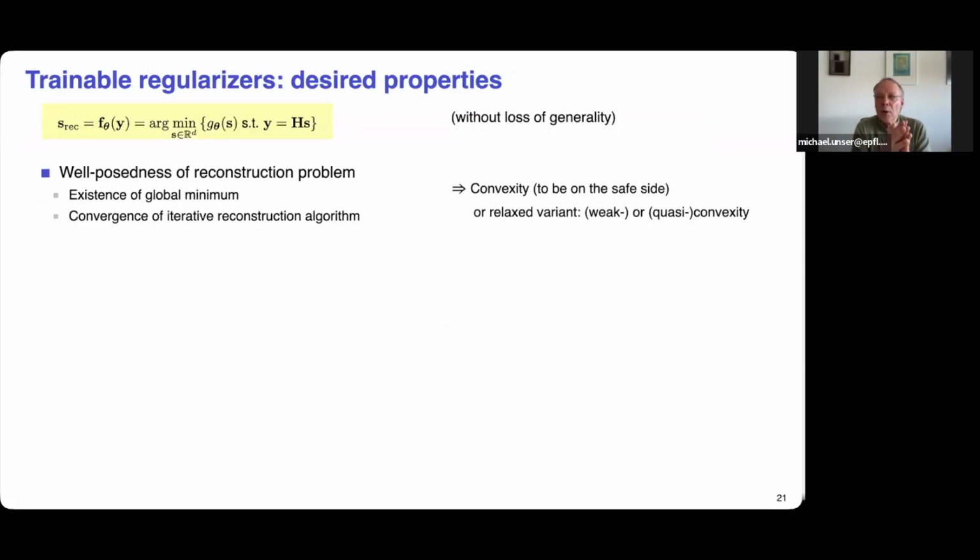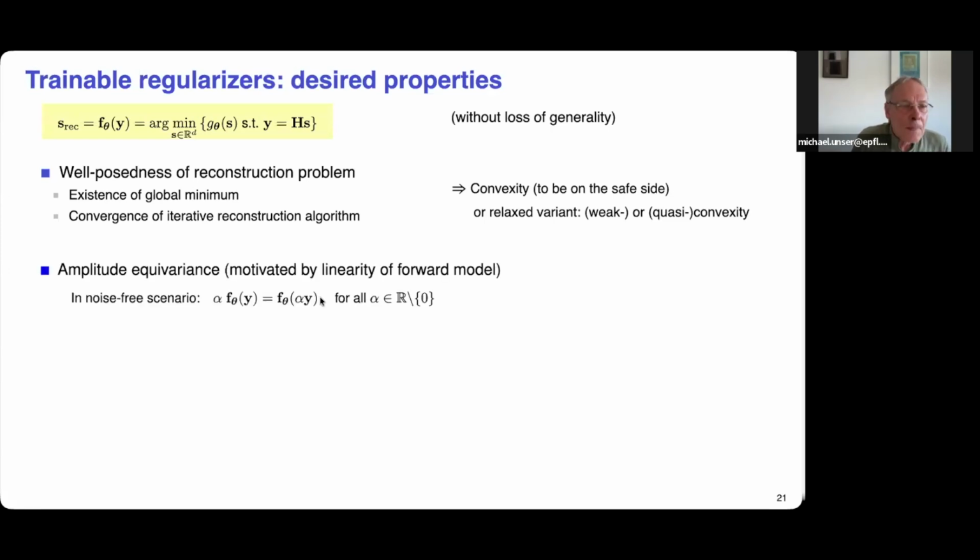Now we're really at the question in the title: how do you design your regularizer? First of all, we want the reconstruction problem to be well posed. Here we're in Switzerland, so cautious people, we want good quality. Let's start by saying we want convexity. This is what was in my title. And that will ensure that everything works well.